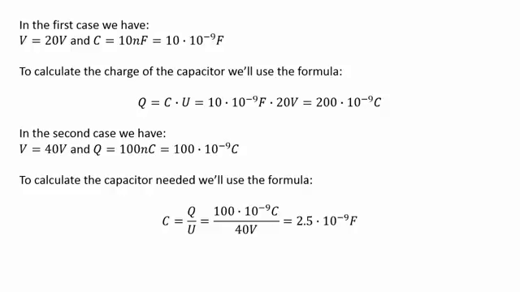In the second case, we have V equals 40 volts and Q equals 100 nanocoulombs. To calculate the capacitor needed, we'll use the formula C equals Q divided by U, or Q divided by V. In the end, we get 2.5 times 10 to the minus 9th farads.